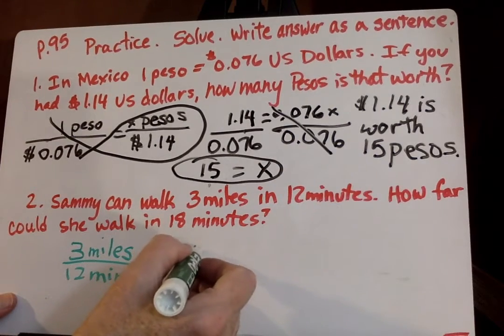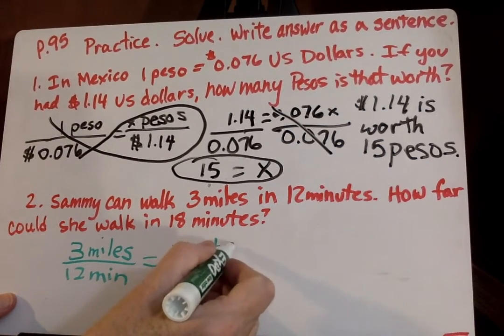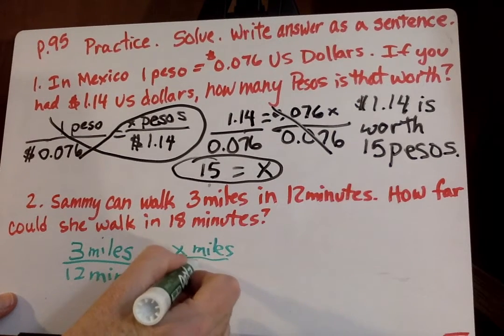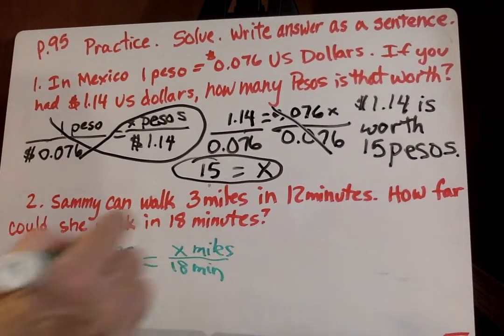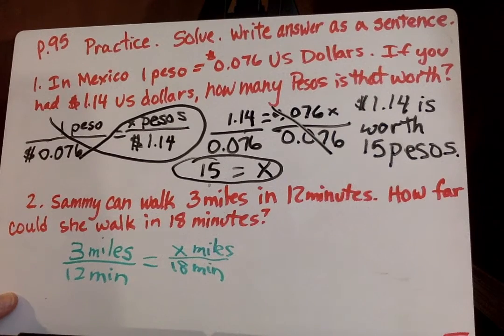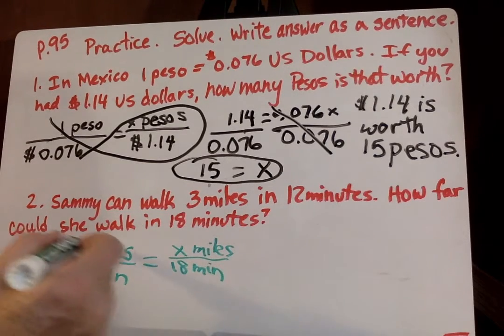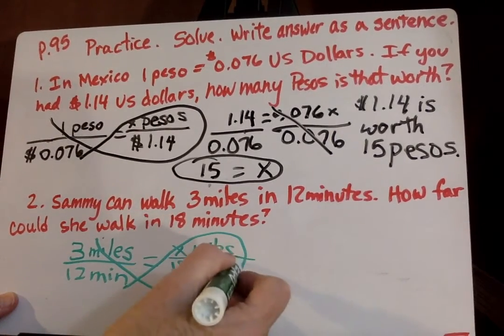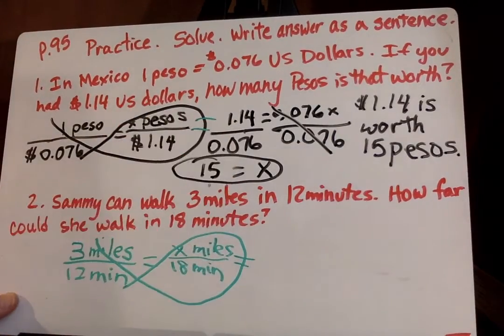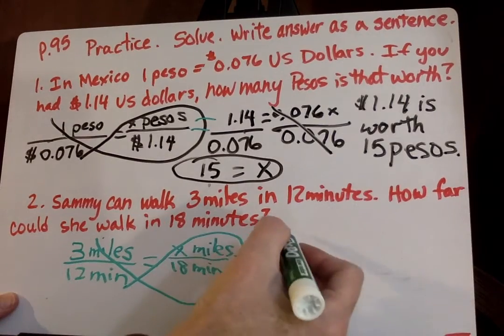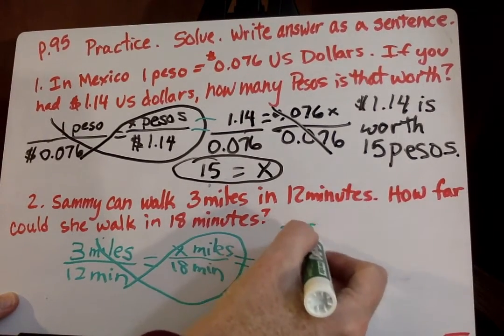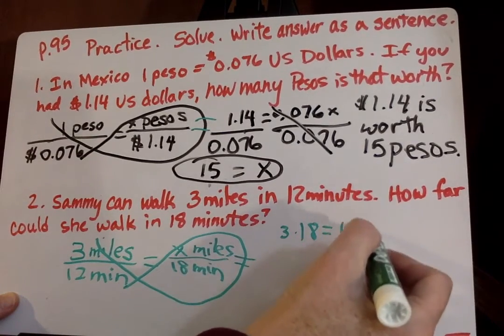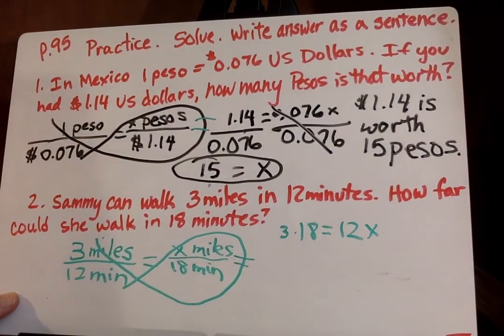but no women have been able to do that. So X miles over 18 minutes. So again, straight across: miles, miles, minutes, minutes. Now we're going to go ahead and draw our fish. Equal sign in the fish's mouth. I kind of forgot that up there. So 3 times 18 equals x times 12. And I'm going to put 12 in front of x.